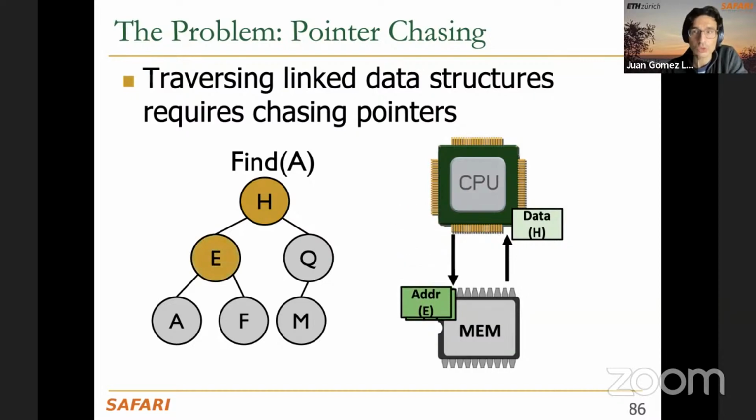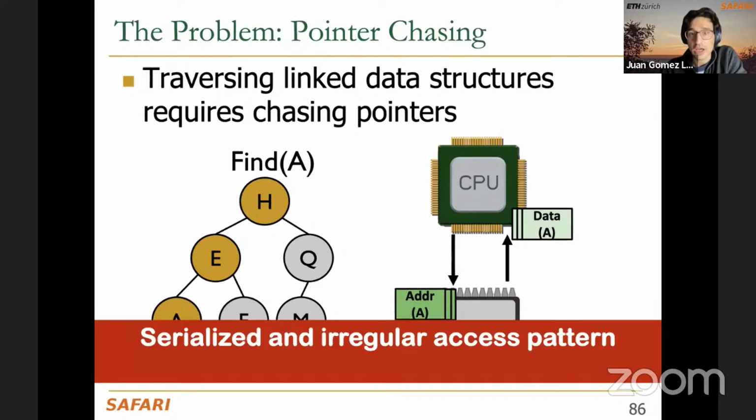pointer that points to the next node, the child E. So we have to go to memory to read E and bring E to the CPU, and then we can access A and we can retrieve the data of A. So as you see, in order to find A, we have to perform 3 accesses to memory, and we have to go back and forth 3 times, which is pretty costly in terms of latency, right?